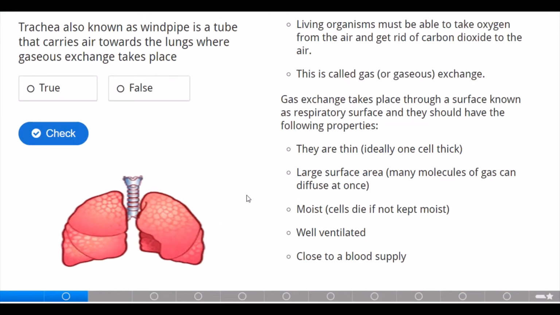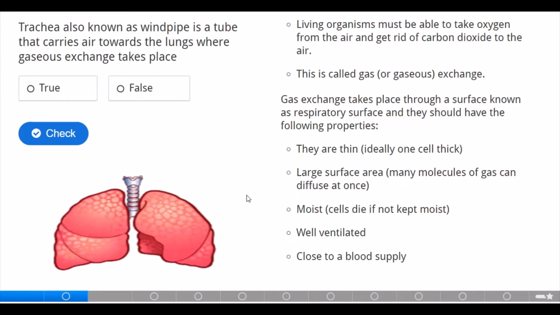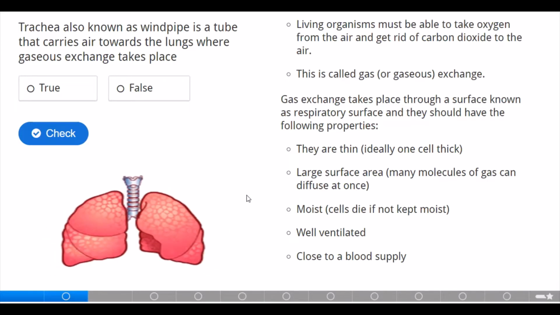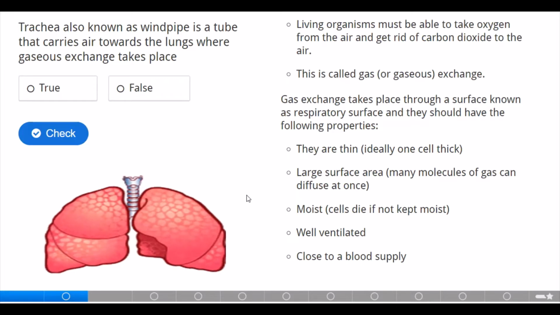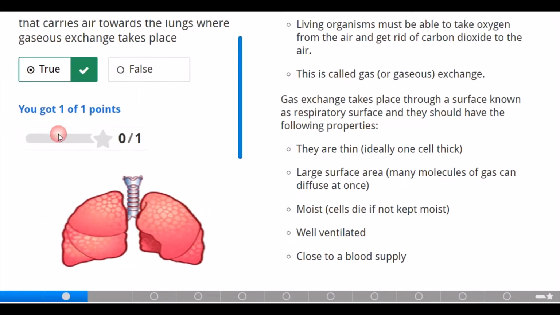Before we start, trachea, also known as windpipe, is a tube that carries air towards the lungs where gaseous exchange takes place. True or false? True.